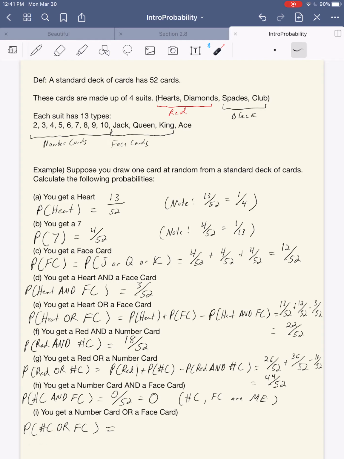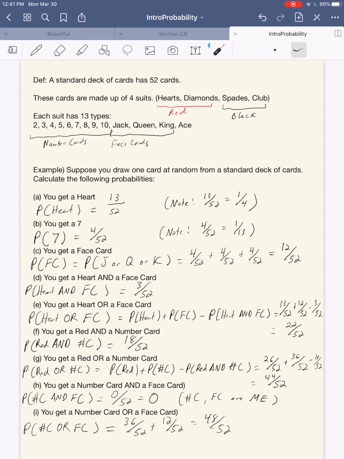Number cards, well, there's those 9, and with 4 suits, that's going to be 36 out of 52. Face cards, we've actually already done. We did it back up here. It's 12 out of 52. And if we do that, that's 48 out of 52. So the probability that you pull out a card and it is a number card or a face card is 48 out of 52.